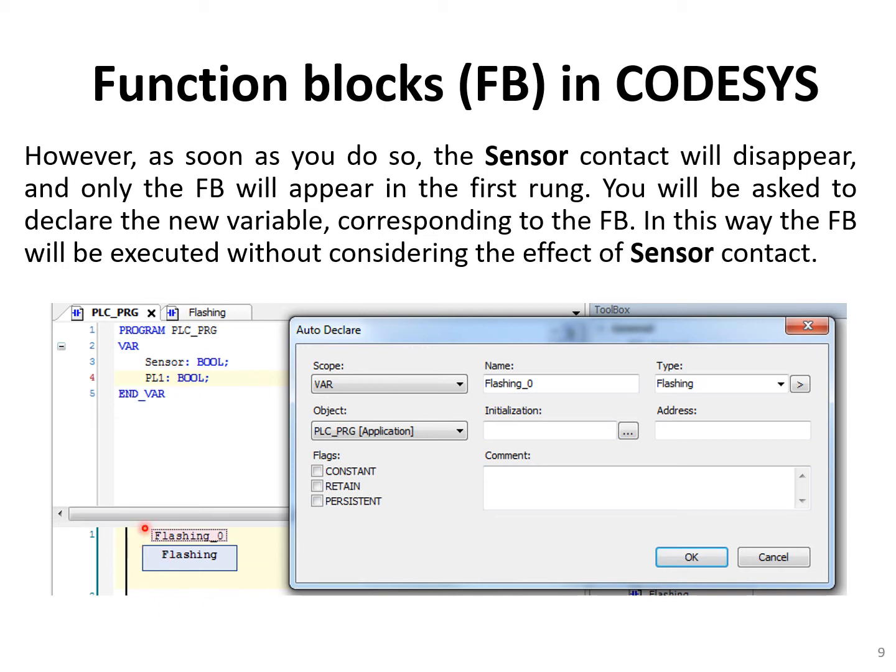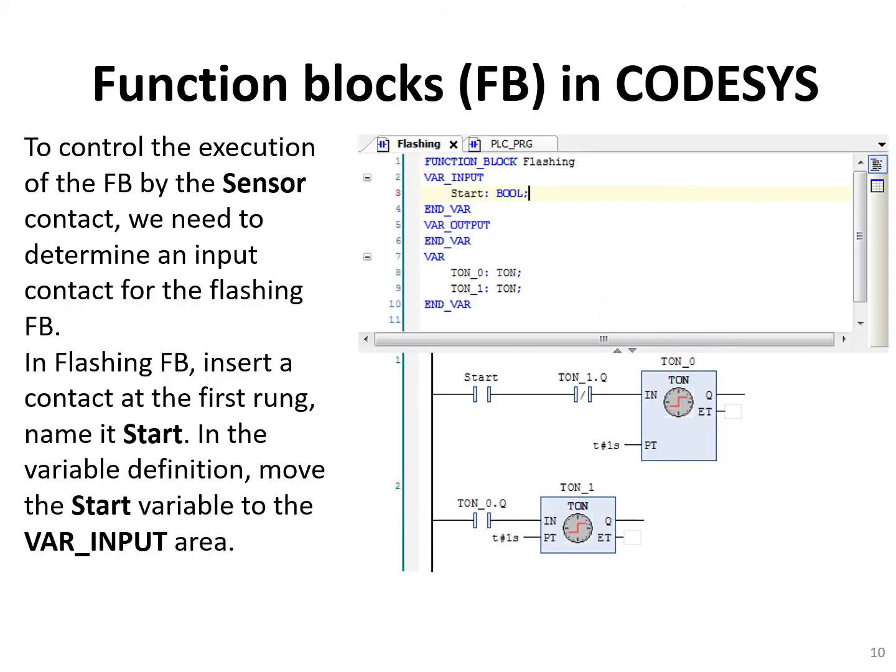Once we click OK, it should appear here in the list of variables for the main program. So why did the sensor disappear? Because flashing at this moment doesn't accept any input or output, so it cannot be attached to any other contacts. To control the execution of the FB by the sensor contact, we need to determine an input contact for the flashing FB. So let's go back to the variable declaration form of flashing, and we need to define an input.